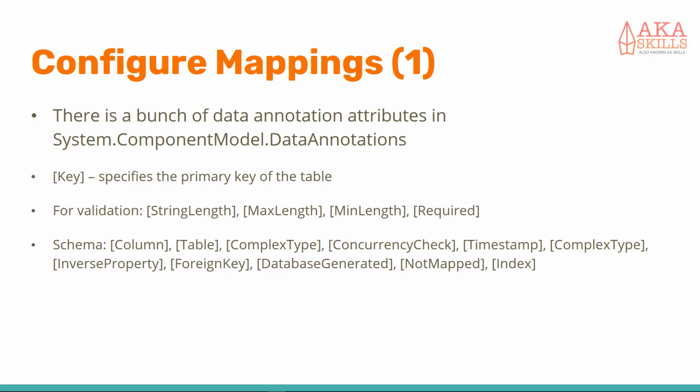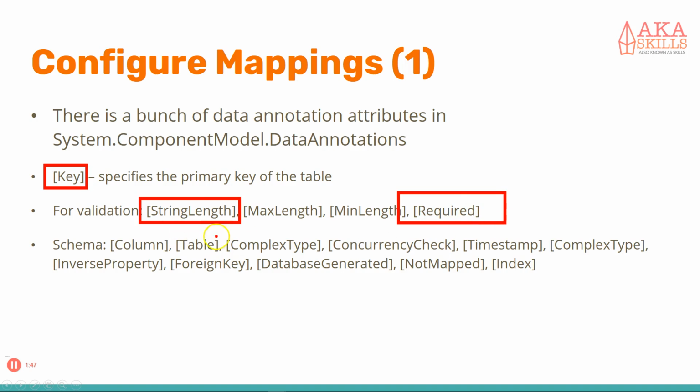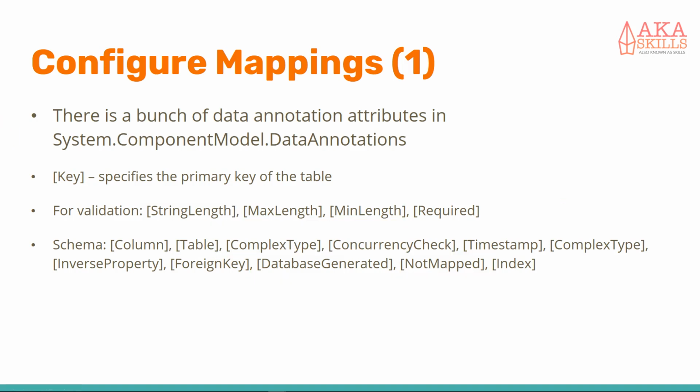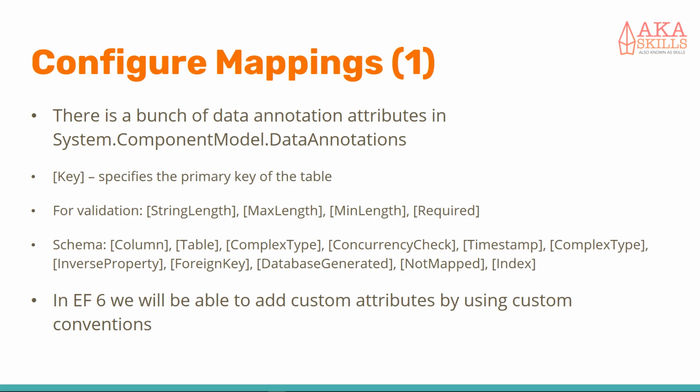Of course, you don't need to know all of this. Usually the most important ones that you use are Key, StringLength, Required. Also, you're going to use ForeignKey, DatabaseGenerated, NotMapped maybe sometimes, and MaxLength and MinLength. And as well, let's say Range. These are the most commonly used attributes, but still you can take a look at the rest. In Entity Framework 6, we're able to add custom attributes by using custom conventions. So that's the first way of mapping, using attributes.